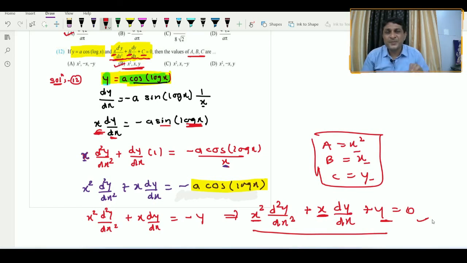In this way we have solved all multiple choice questions from this miscellaneous exercise.